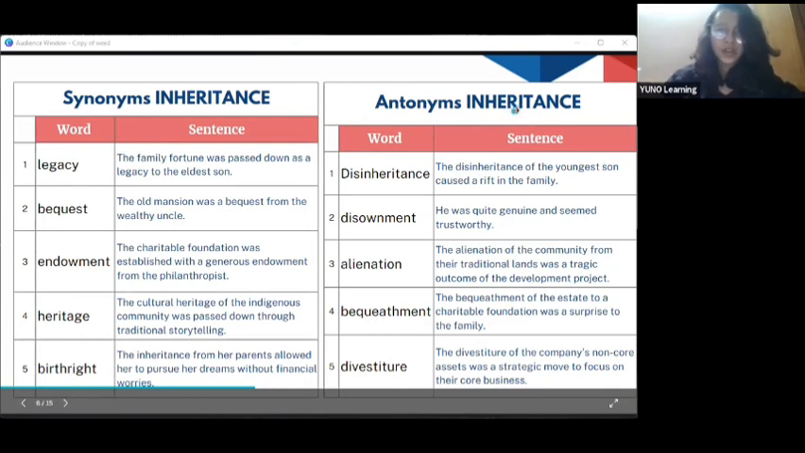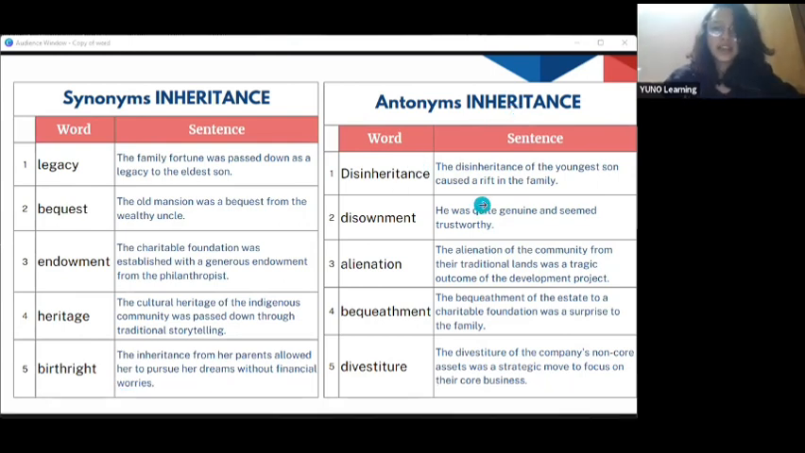Moving on to the opposites or antonyms of inheritance, the disinheritance of my youngest son caused a rift in the family. So rift is a sort of a fight or difference between a family. Then we have number two, disownment.